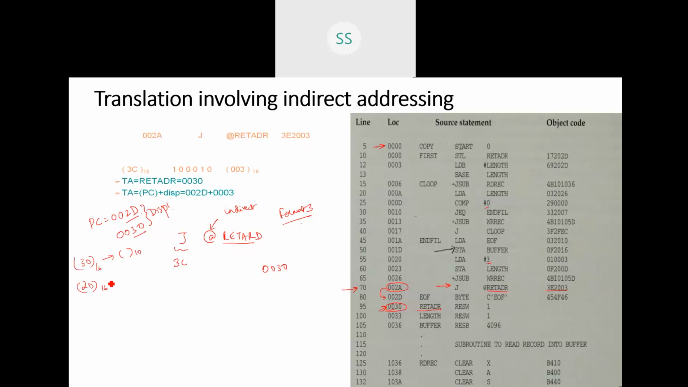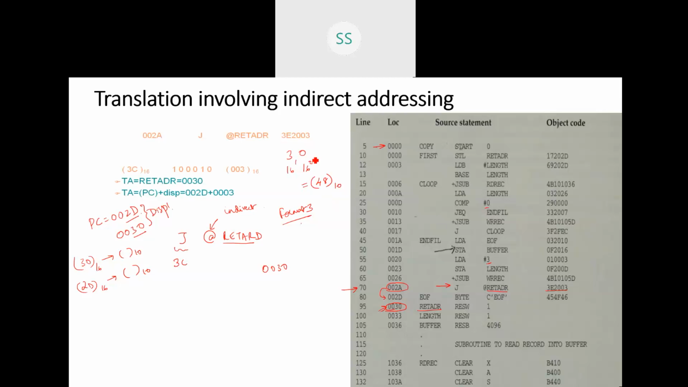Because to find the displacement you need to subtract. You can do subtraction using the hexadecimal method, but it will be easy if you convert to decimal, because we may not always remember the rules. So 30 in base 16: you put the positional weights 16 raised to 0 and 16 raised to 1, which comes to the value of 48 in base 10.